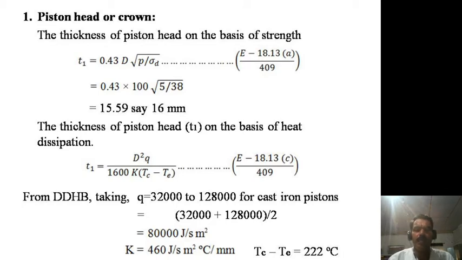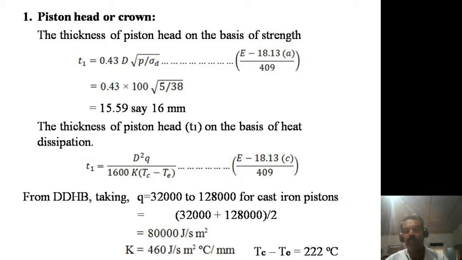The thickness of the piston head on the basis of heat dissipation. But here, the first answer is on the basis of strength only, so on the basis of strength we got this value. Now we are going to calculate T1 on the basis of heat dissipation. We will apply the formula: T1 = D square × Q divided by 1600 × K × (Tc − Te).